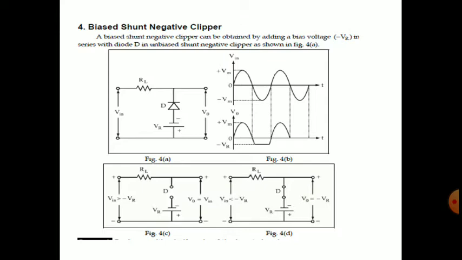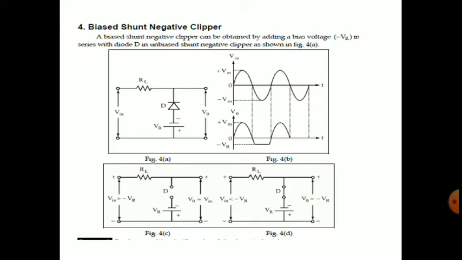Next, moving on to the topic, biased shunt negative clipper. We have seen the biased shunt positive clipper. Now we have to see the biased shunt negative clipper. Just reverse the diode, that means the terminals of the diode have to be reversed. A biased shunt negative clipper can be obtained by adding the bias voltage, that is minus VR, in series with diode D.